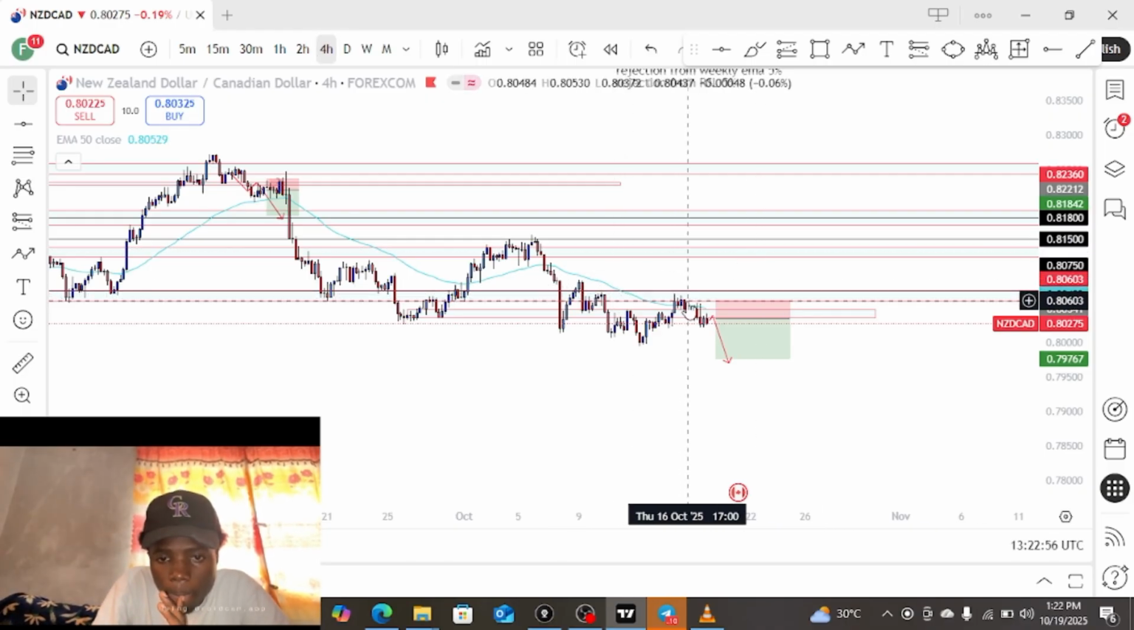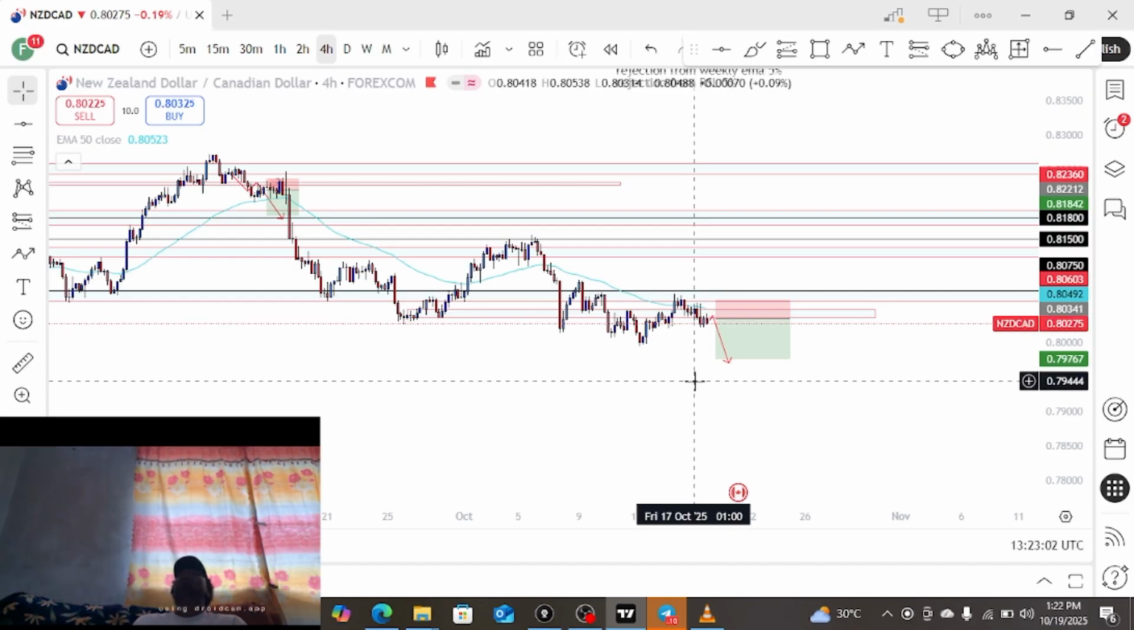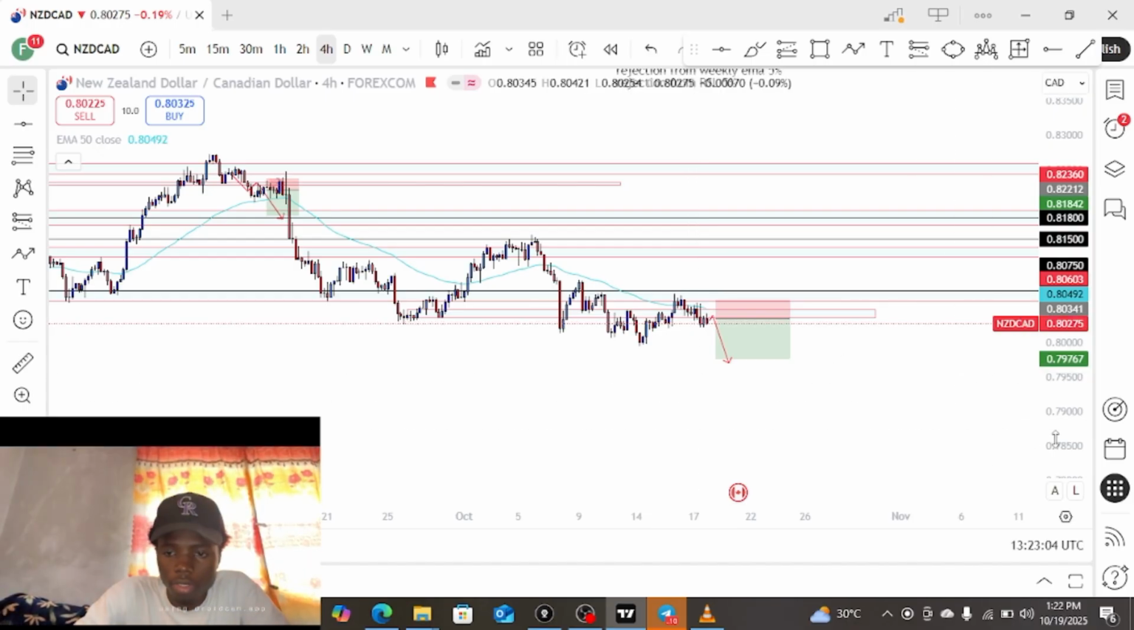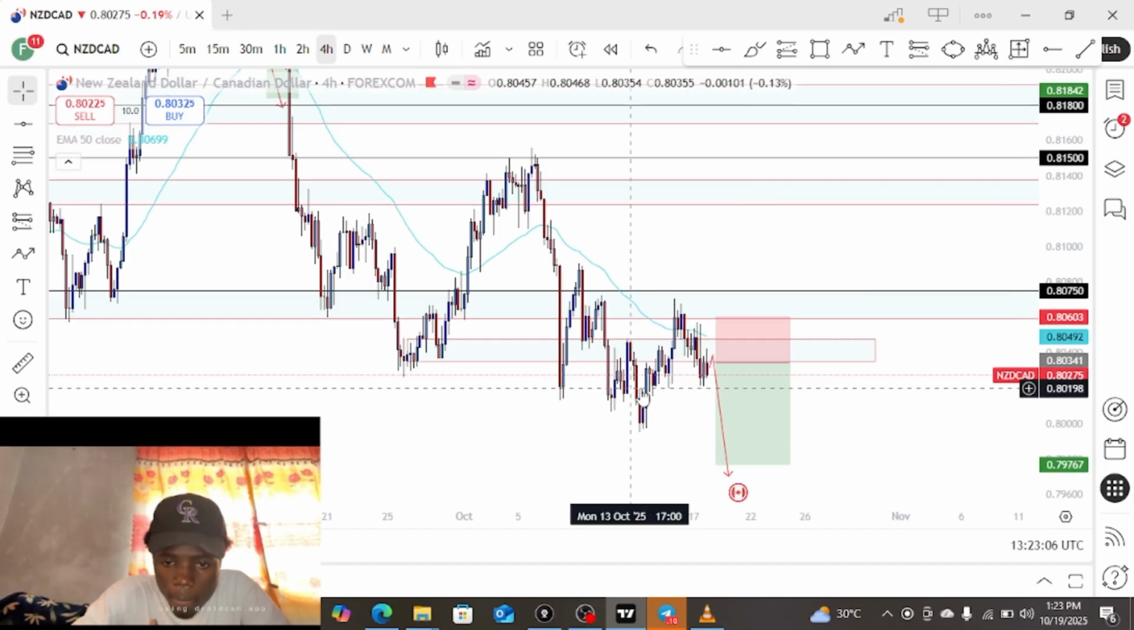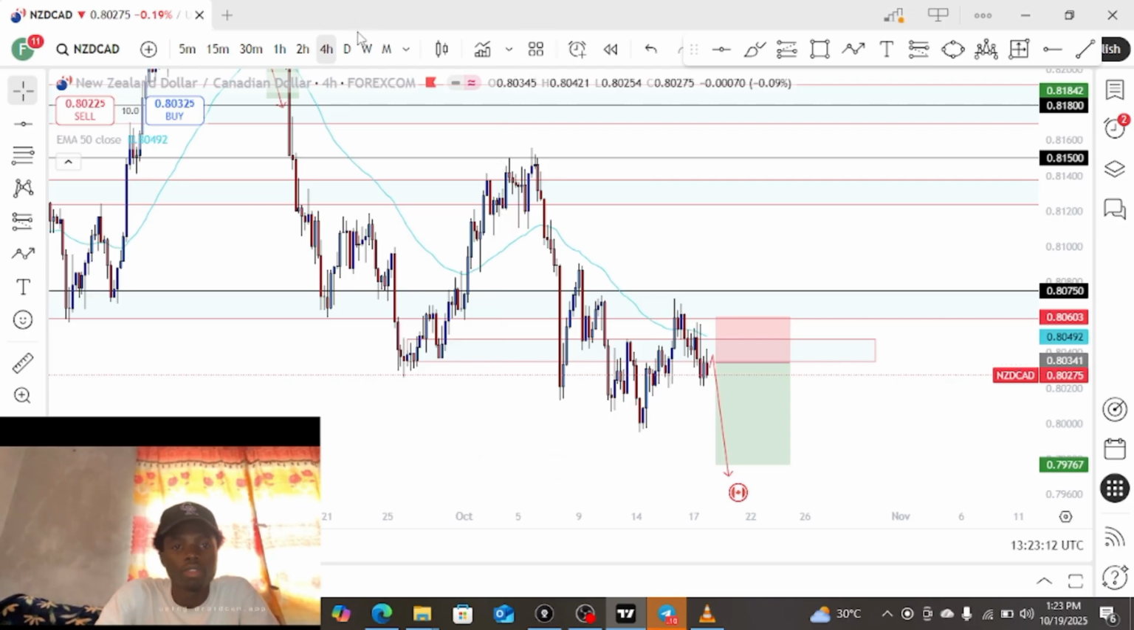higher high, higher low. The 4-hour has not yet turned bearish. Let me open it and see. Okay, the 4-hour is bearish. The 4-hour is bearish. Go to the daily.